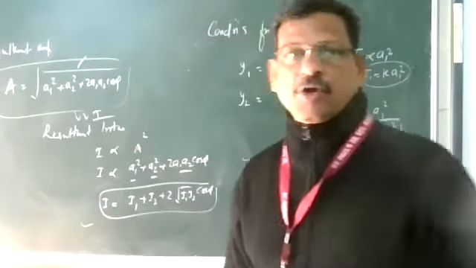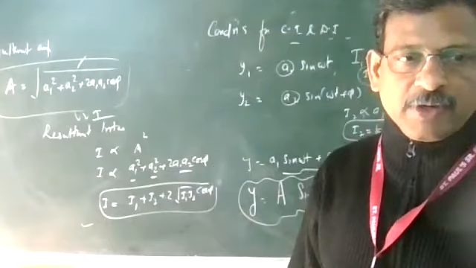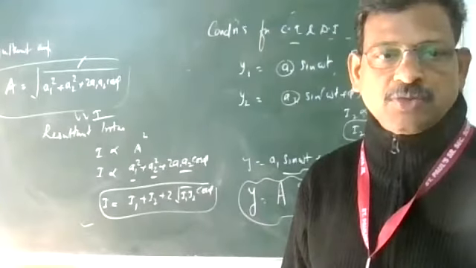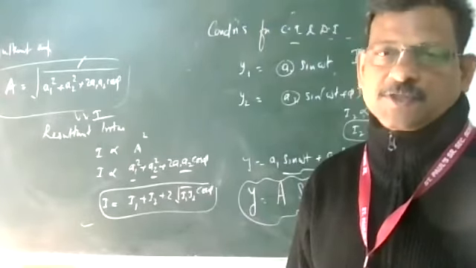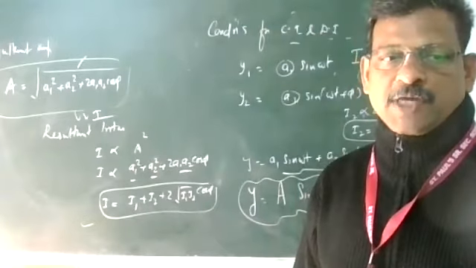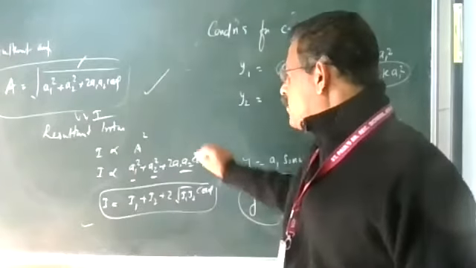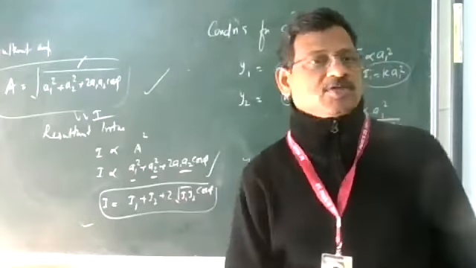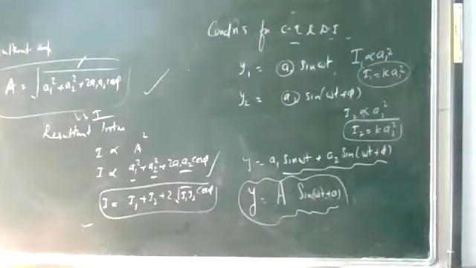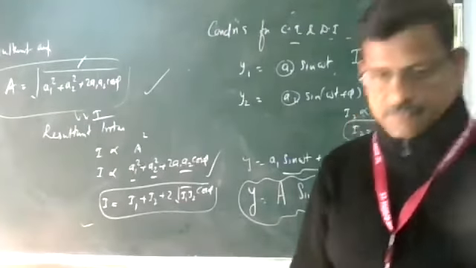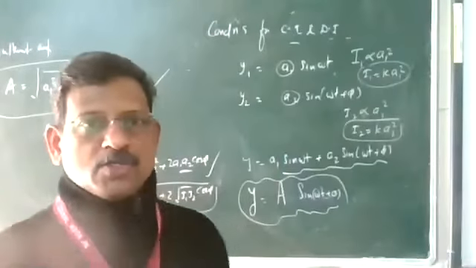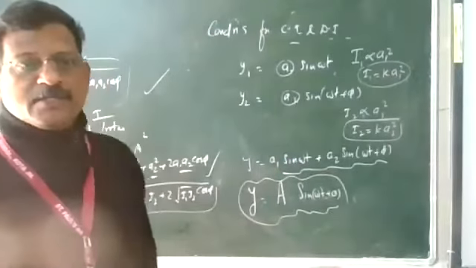The resultant intensity at any point on the screen or medium is given by I1 plus I2 plus 2 under root I1 I2 cos phi. It depends upon the phase difference. Now we learned this equation for resultant amplitude and resultant intensity. So we are going for the condition for constructive and destructive interference.